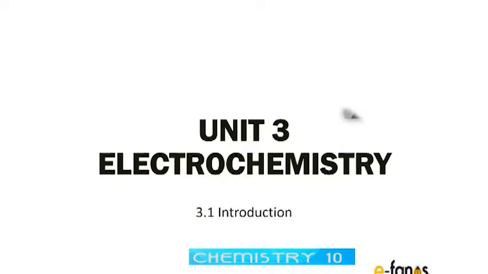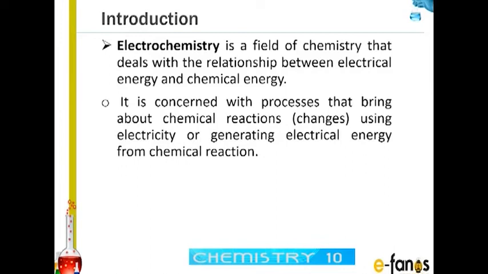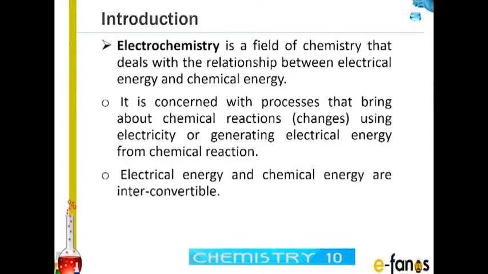So let's get started. Simply put, electrochemistry is the field of chemistry that deals with the relationship between electrical energy and chemical energy. It is concerned with the processes that bring about chemical reactions or changes to physical properties or chemical properties using electricity, or the generation of electrical energy from a chemical reaction. One of the core concepts in this field is that electrical energy and chemical energy are interconvertible.